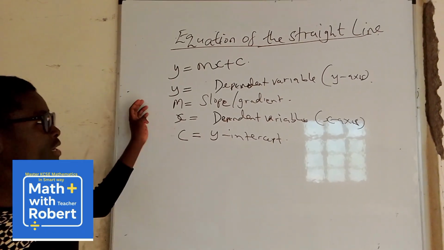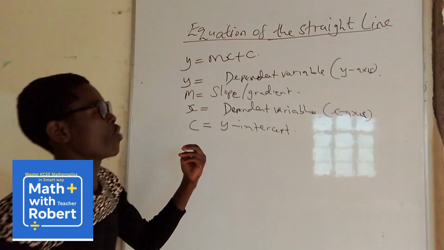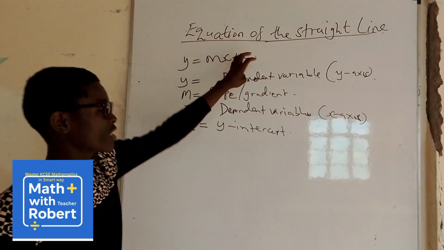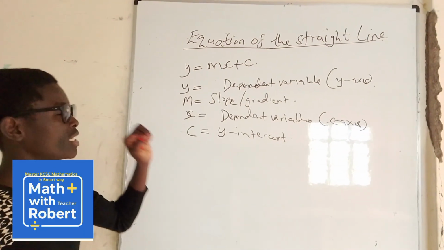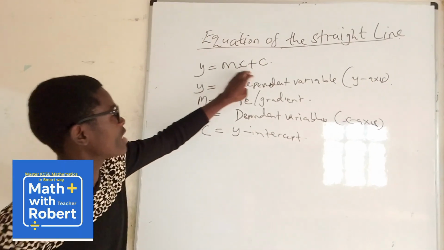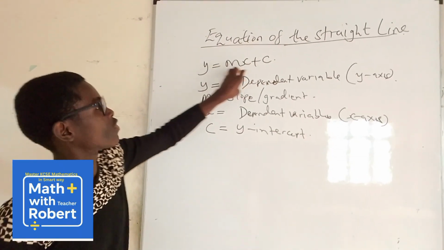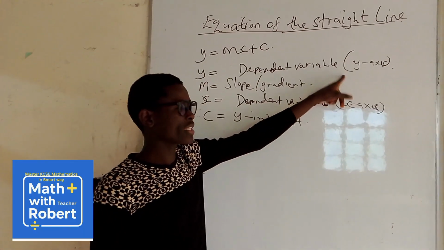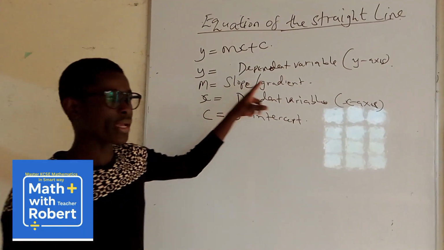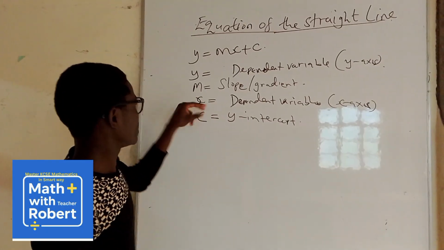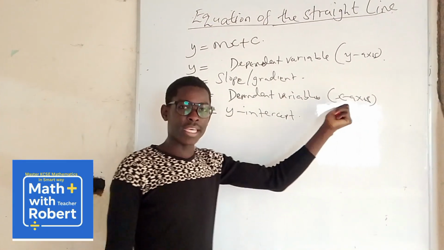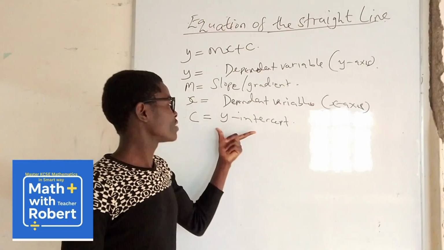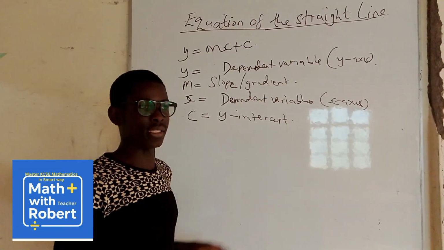Let's consider this topic, the equation of a straight line, or you may call it a linear equation. The equation is written in the form y = mx + c. This is the linear equation form, where y is the dependent variable on the y-axis, m is the slope or gradient, x is the independent variable on the x-axis, and lastly c is the y-intercept. This is where the line cuts the y-axis.